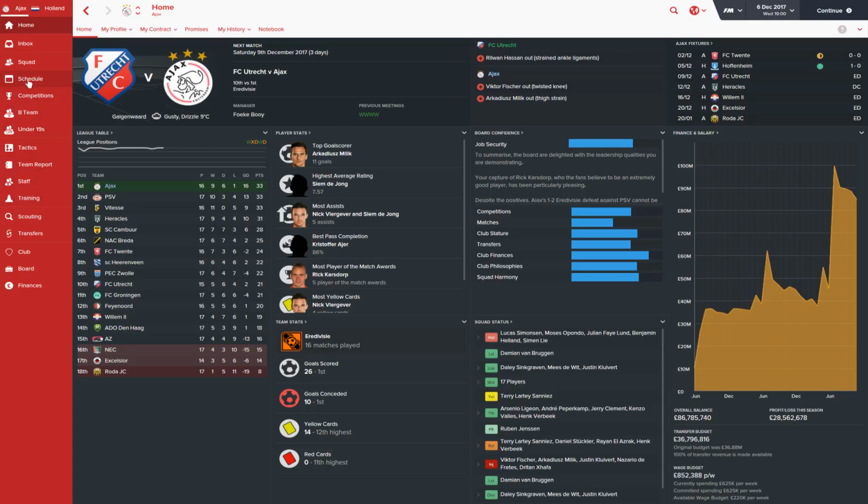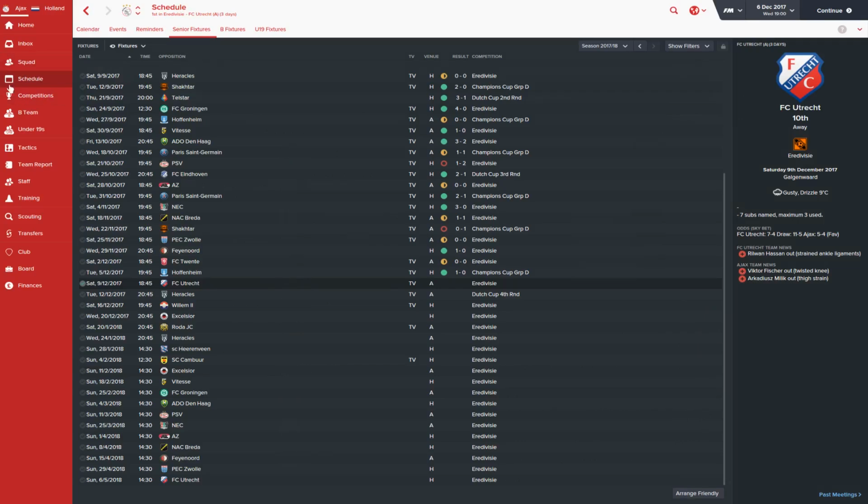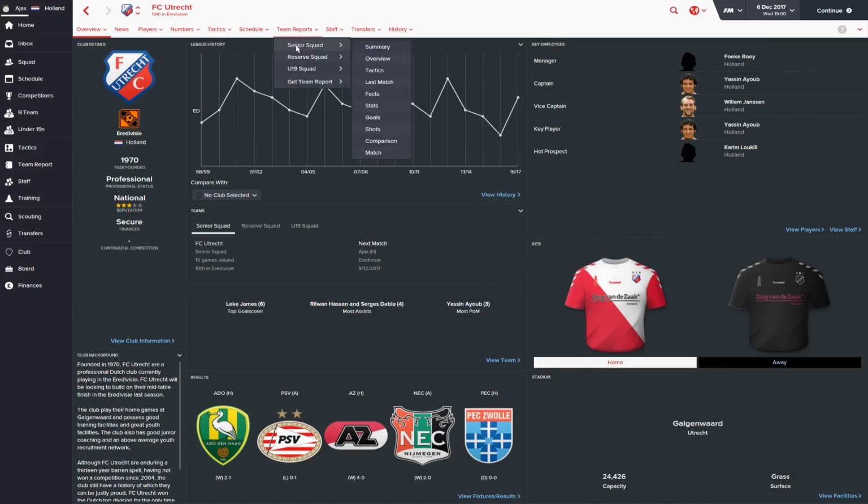Alrighty, so the first thing I'm going to show you is how to get into the actual team reports. The easiest way to probably do it is jump into the schedule, click on the team you're going to be playing next. For example, in our save here, it's going to be Utrecht. And jump down here to team reports.